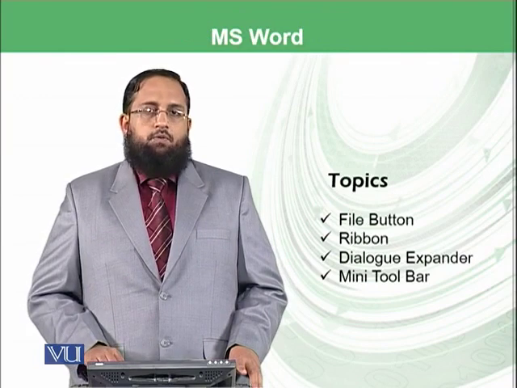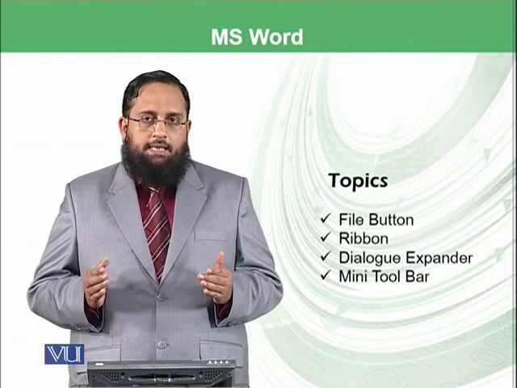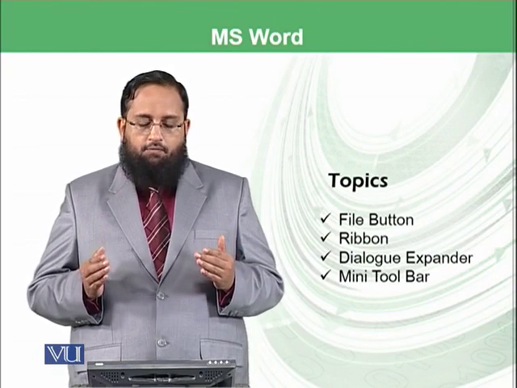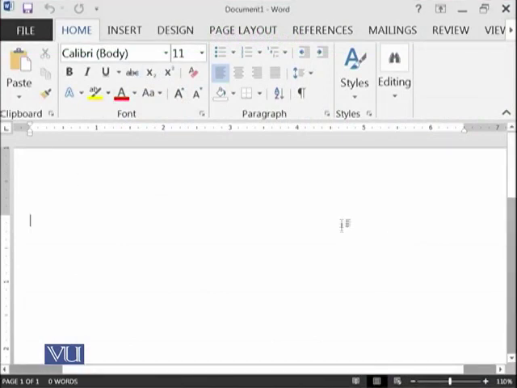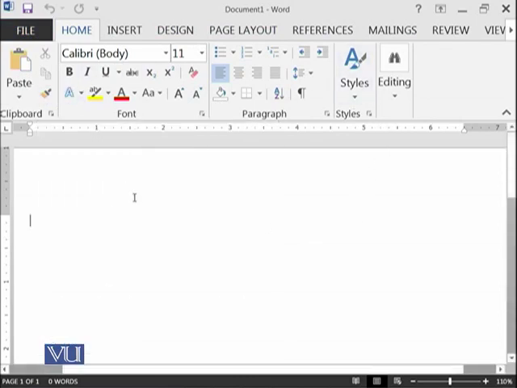In today's module, these topics will be covered. We will discuss what the file button in MS Word is, what ribbons are, what a dialog expander is, and what a mini toolbar is. So let's start. First of all, this is the home page of Microsoft Word, and it has many options. Today we are going to discuss the file button, which is available over here, and then ribbons, dialog expander, and mini toolbar.